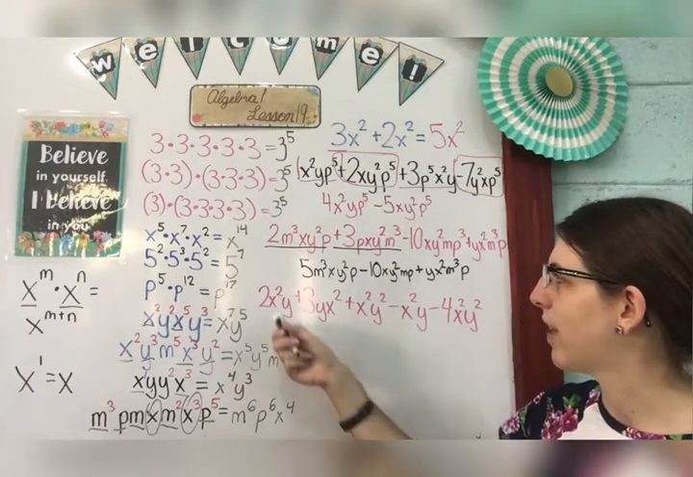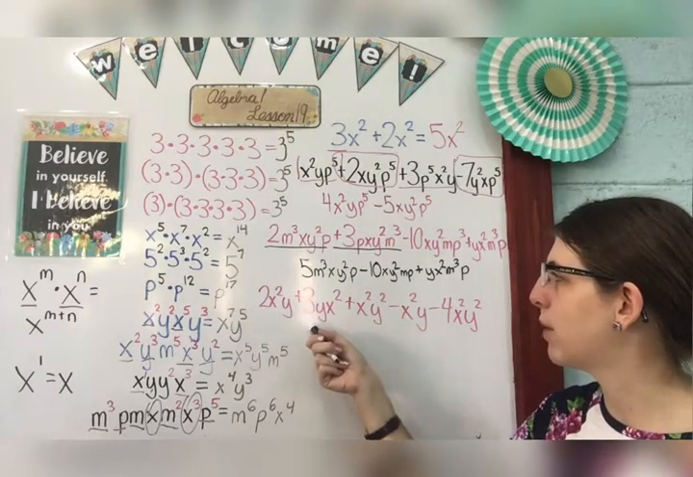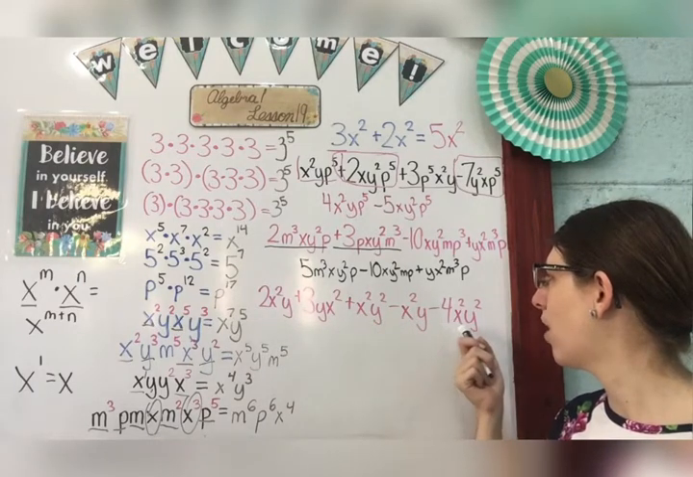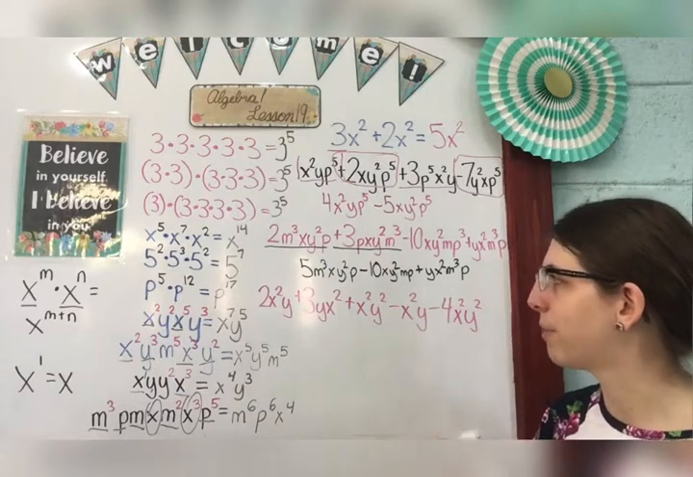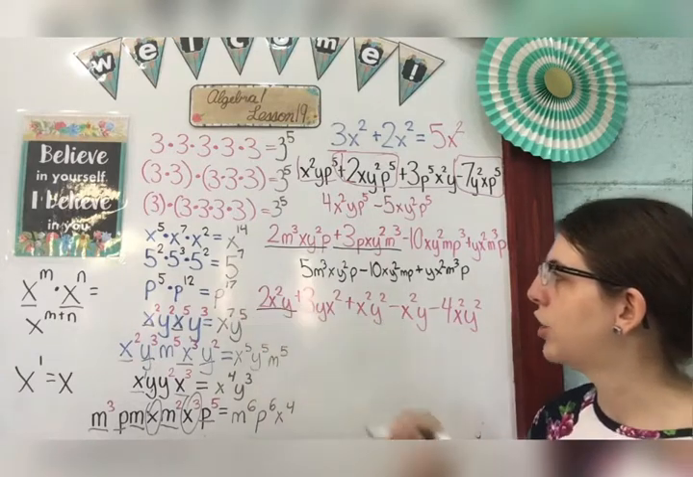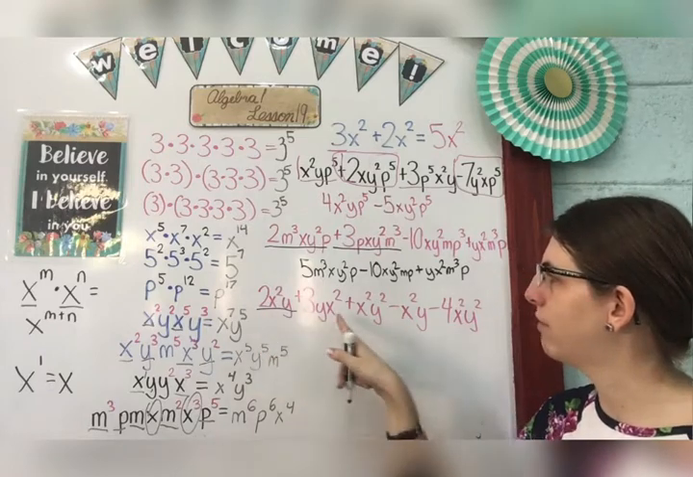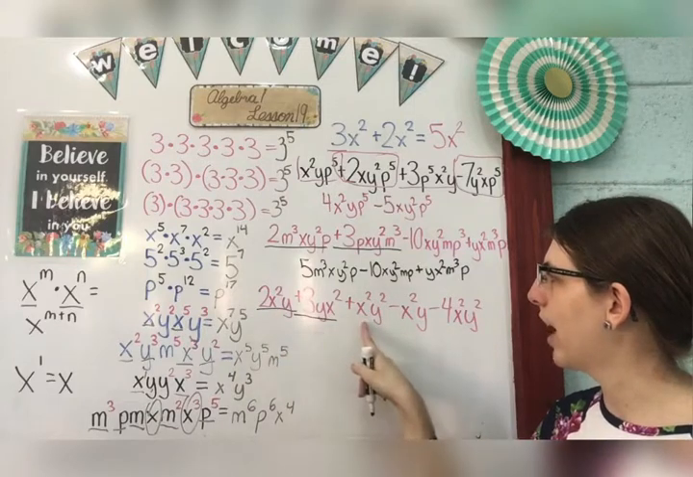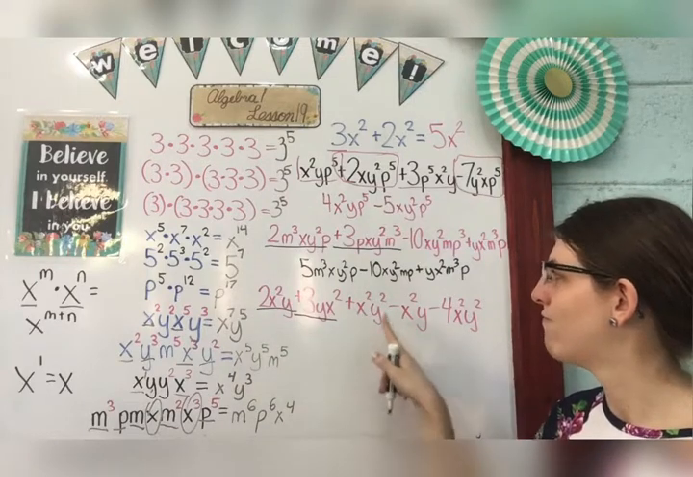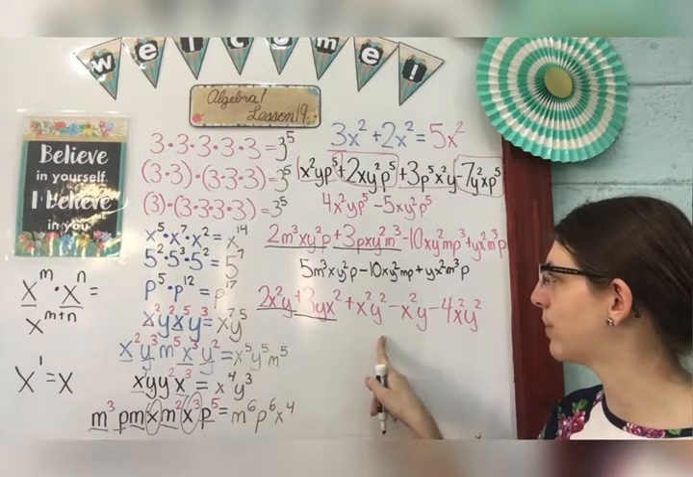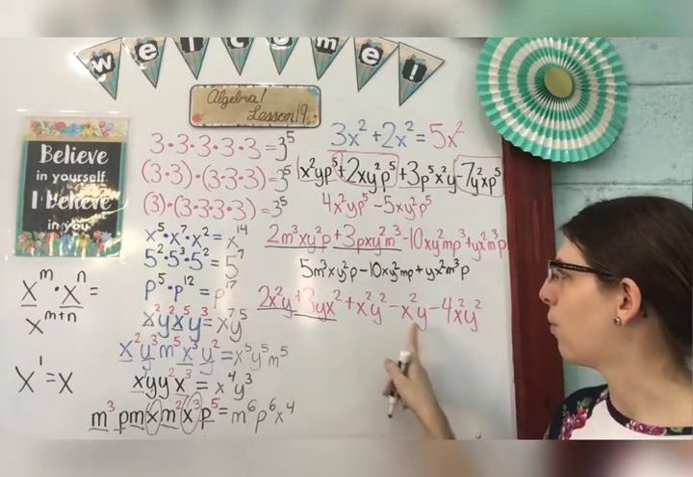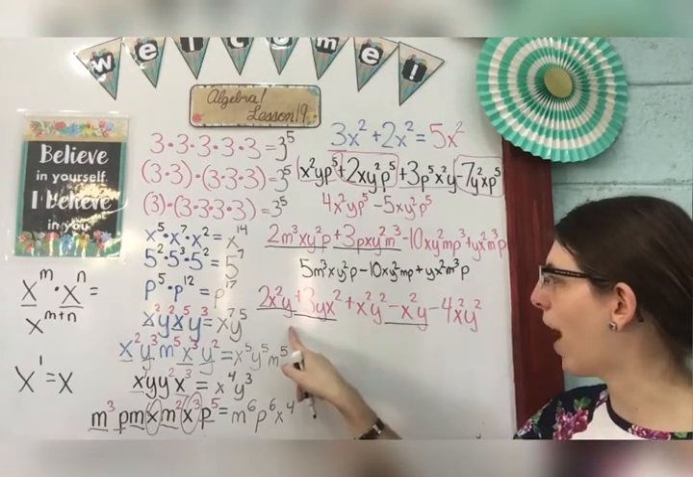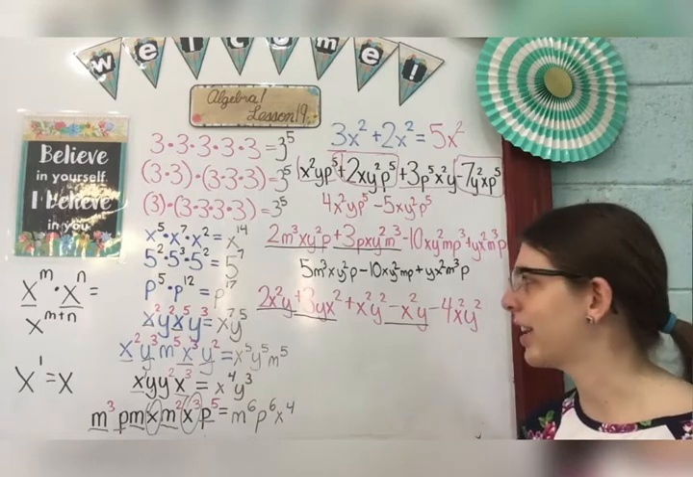Let's look at this one now. I have 2x squared y plus 3yx squared plus x squared y squared minus x squared y minus 4x squared y squared. So let's look at this first one. 2x squared y. x squared y. Okay? They're like terms. x squared, y squared. Nope. The y's don't match, so they're not like terms. x squared, y, yep, like terms. x squared, y squared. Y's don't match, so they're not like terms.